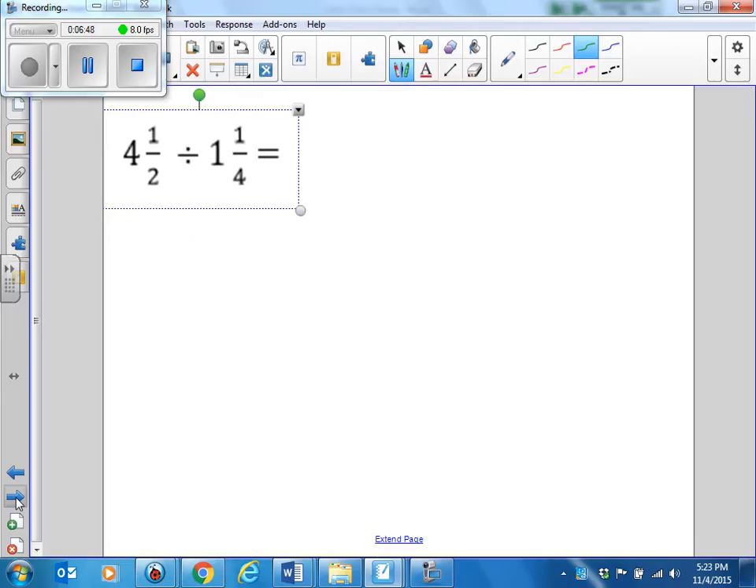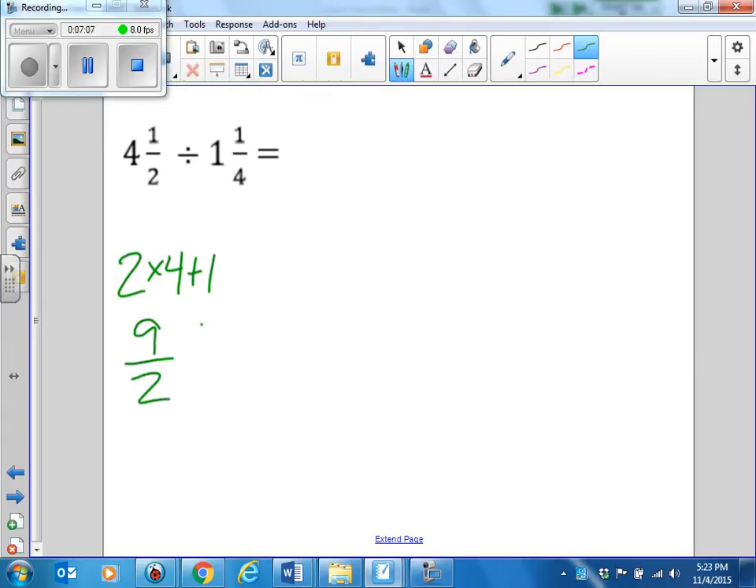All right, let's look at the next one. All right, so the first step, I have to make them improper. So 4 times, oops, sorry, I started in the wrong place. I have 2 times 4 plus 1. 2 times 4 is 8, plus 1 is 9, so I have 9 halves, divided by 4 times 1 plus 1, I have 5/4. Okay, now I have to keep it switch.